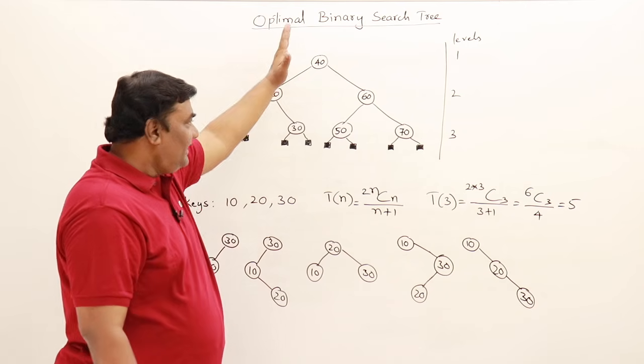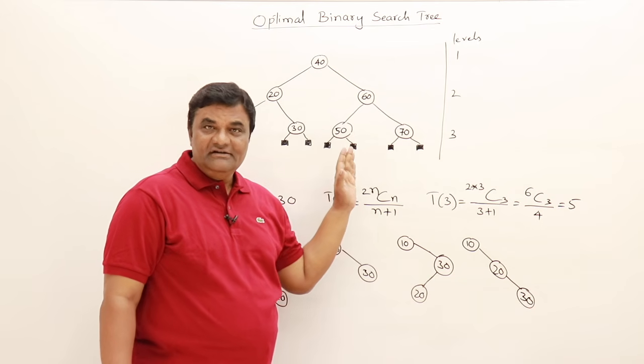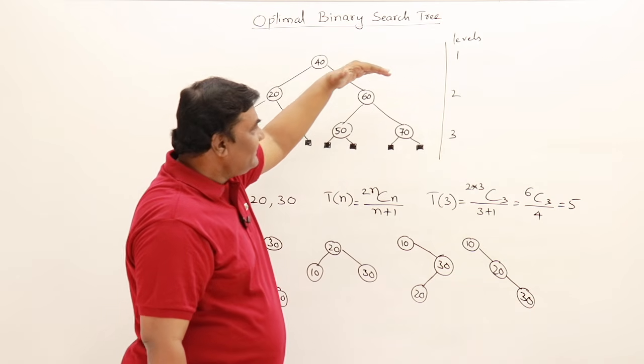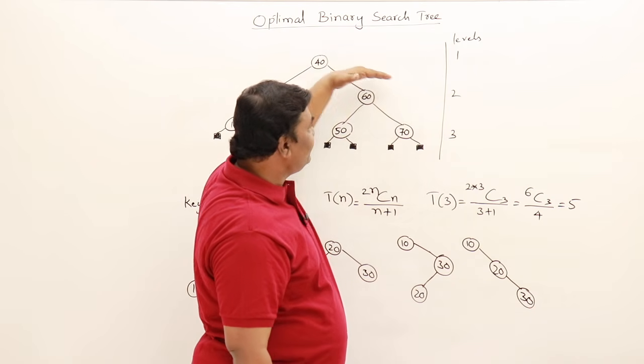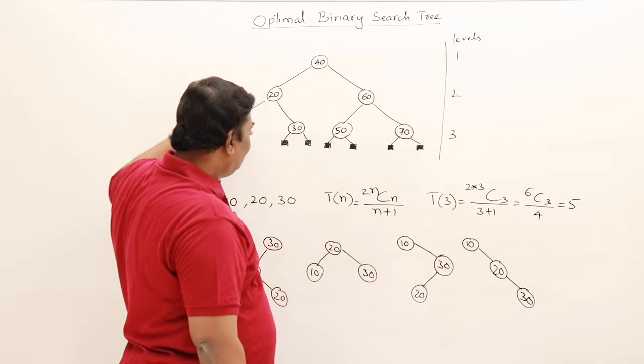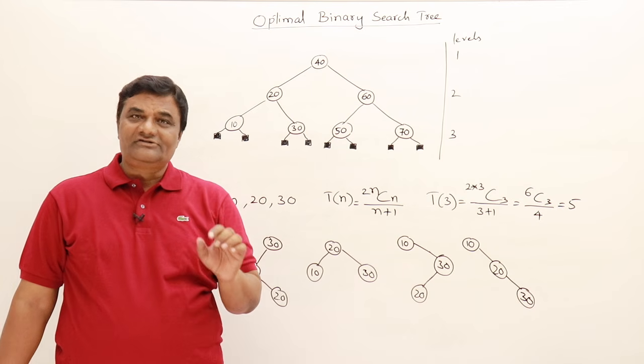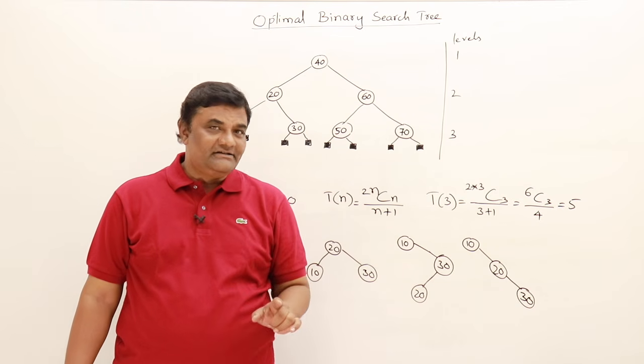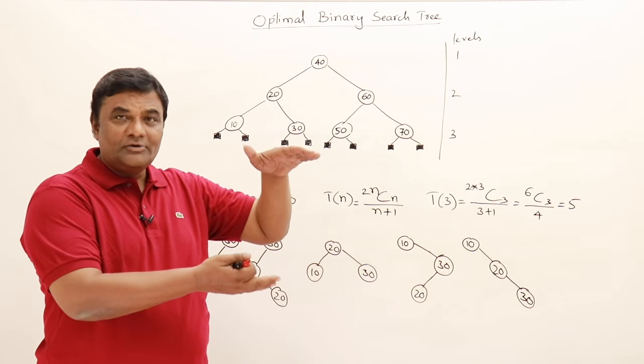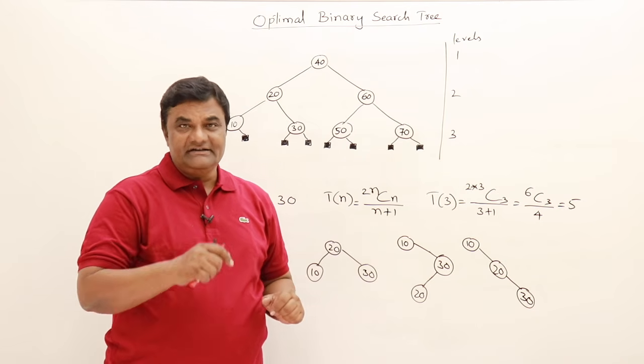That is the height of a binary search tree. And that also I can call levels of binary search tree. This is the first level, second level, and this is the third level. So the number of comparisons required for searching any element in a binary search tree depends on the number of levels in a binary search tree.